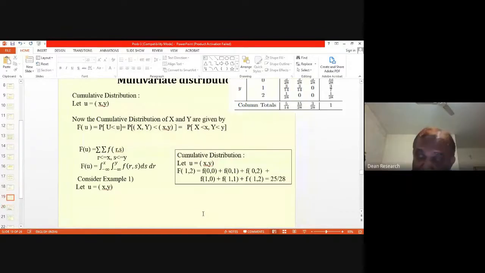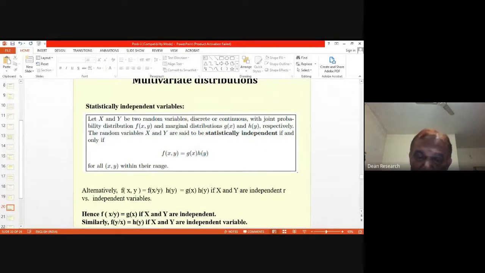It's clear, sir. In the earlier example, this property may not be true. You may not be able to get f of x, y from g of x and h of y by multiplying them. In case you are able to get it, then we say the variables x and y are independent random variables.